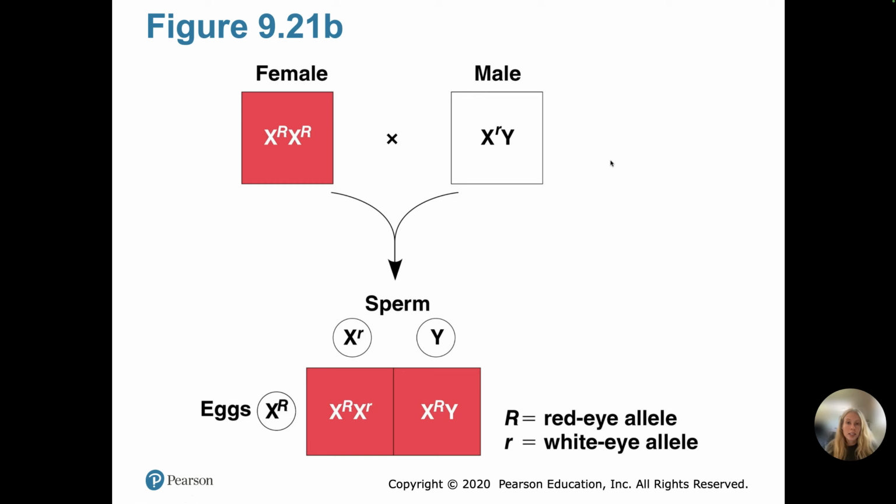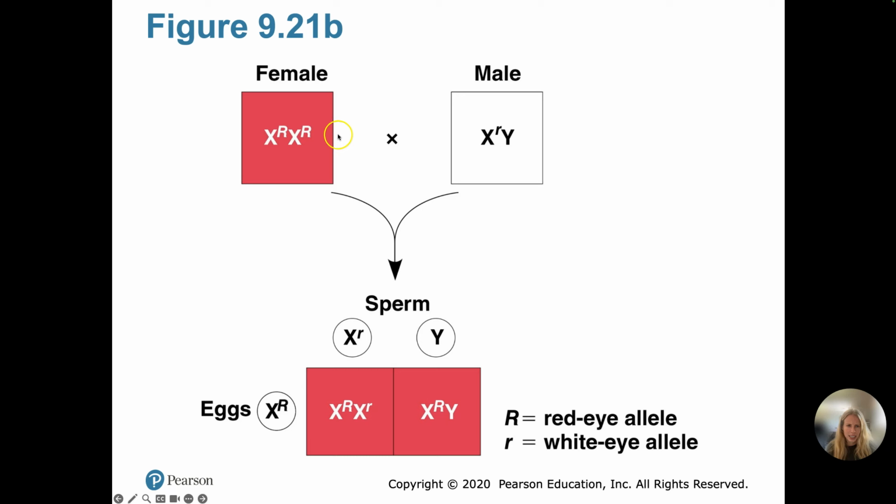In sex-linked traits that are carried on the X chromosome, since males only have one X chromosome, they only need one copy of a recessive trait to express that recessive trait, whereas females who have 2 X chromosomes would need 2 copies of that recessive trait in order for that recessive trait to be expressed. So we're going to cross this wild type red-eyed female with the white-eyed male.